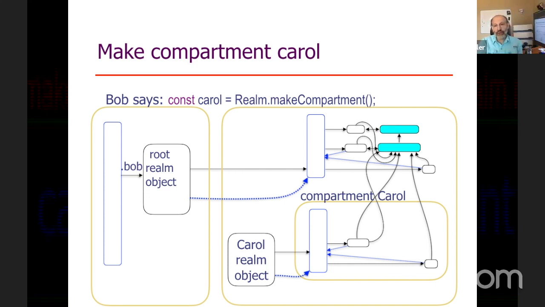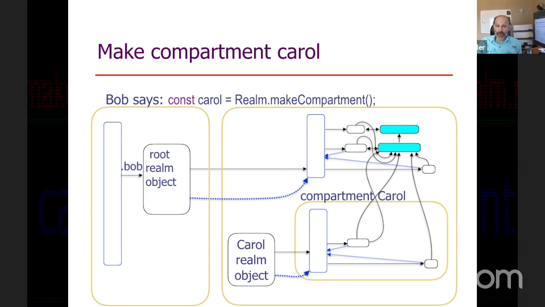Bob also has a realm class in his primordials. And if Bob invokes realm.makeCompartment, a compartment is also a kind of realm, but unlike a root realm, it's incredibly lightweight. Bob's compartment shares almost all of the primordials of the root realm that created the compartment. That's the defining difference of a compartment.